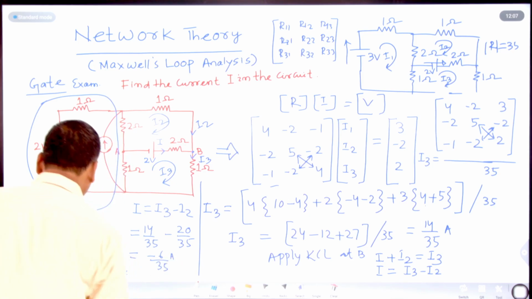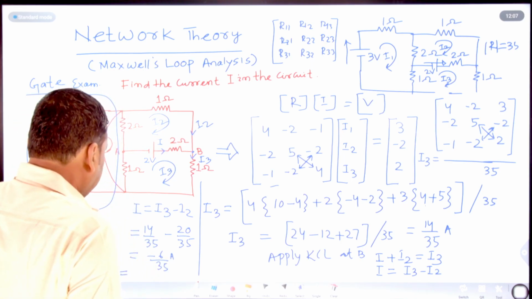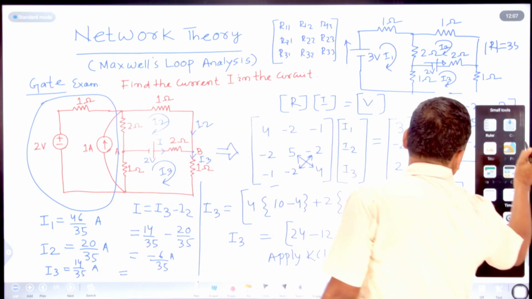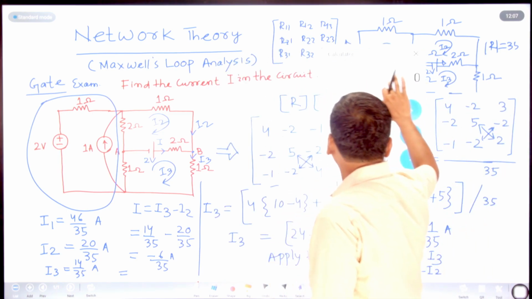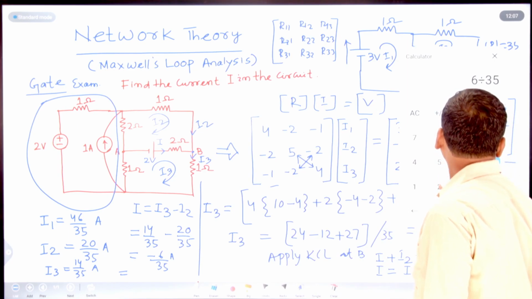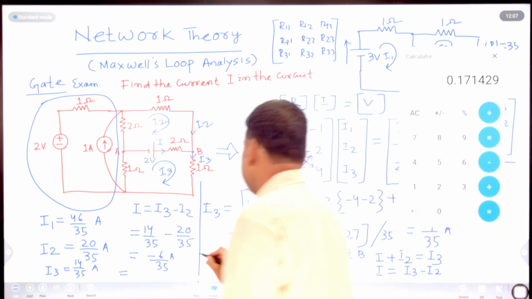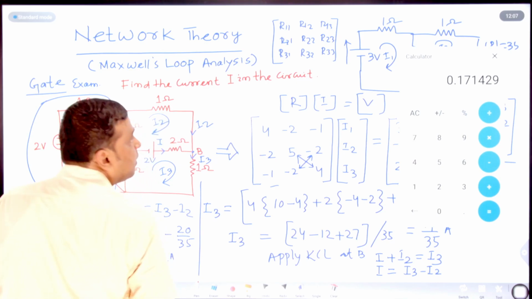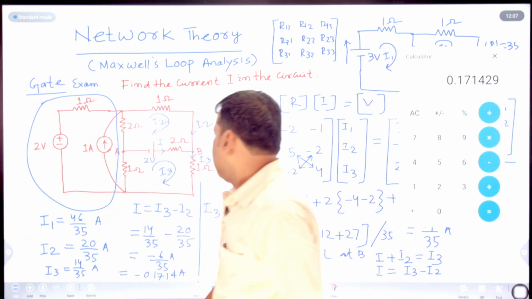Minus 6 by 35 is nothing but what? 6 divided by 35. The value is 0.1714, and this is minus 0.1714 ampere. That is the current direction.